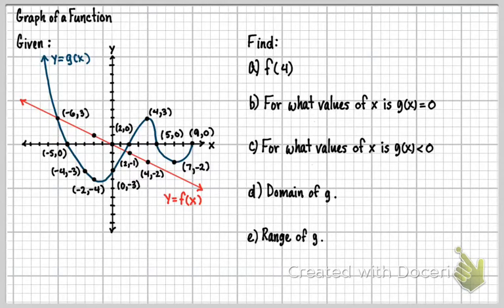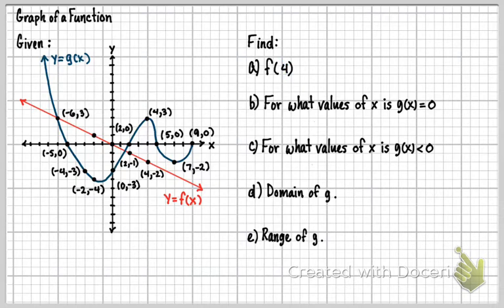Graph of a function. So given some y equaling f of x and some y equaling g of x, we're just going to go through a bunch of questions using these two graphs. So the first one is find f of 4. So now keep in mind what this means here. This is essentially saying I'm going to plug in 4 for x, and whatever that y value is, that's what f of 4 is going to equal. So f of 4 is the y value when I plug in 4 for x.